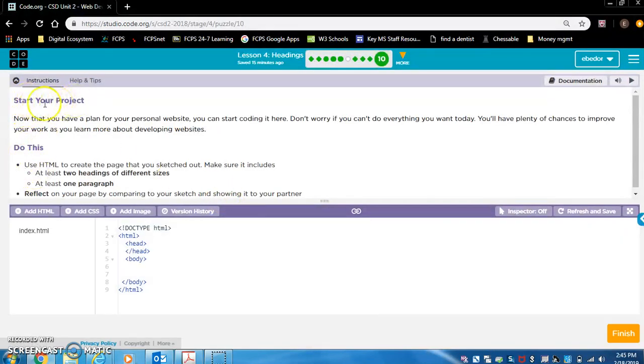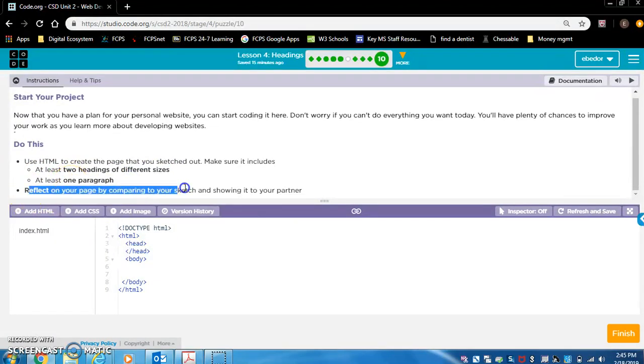Okay, start your project. Now that you have a plan for your personal website, you can start coding it here. Don't worry if you can't do everything you want today. You'll have plenty of chances to improve your work as you learn more about developing websites. Do this. Use HTML to create the page that you sketched out. Make sure it includes at least two headings of different sizes. Don't worry if you haven't sketched out a page, okay? I just want you to think of something and create it if you didn't sketch it out. Okay, so our requirements, we need at least two headings of different sizes and at least one paragraph.